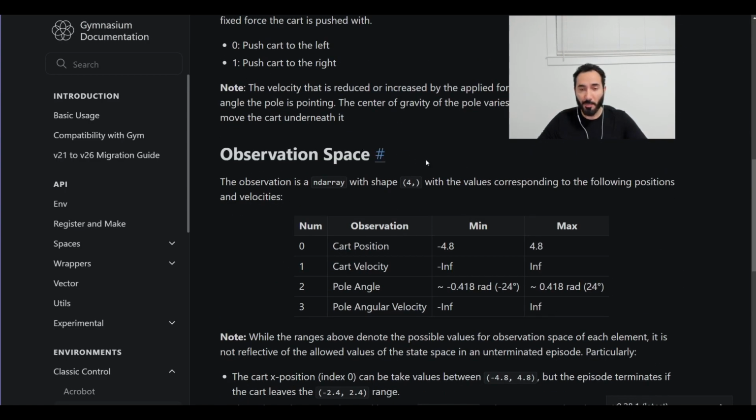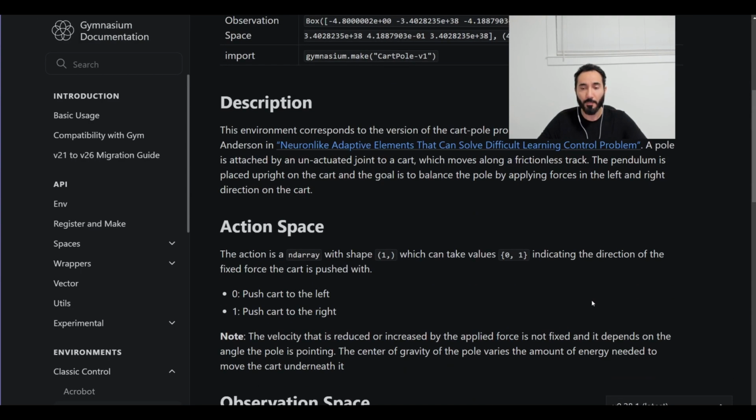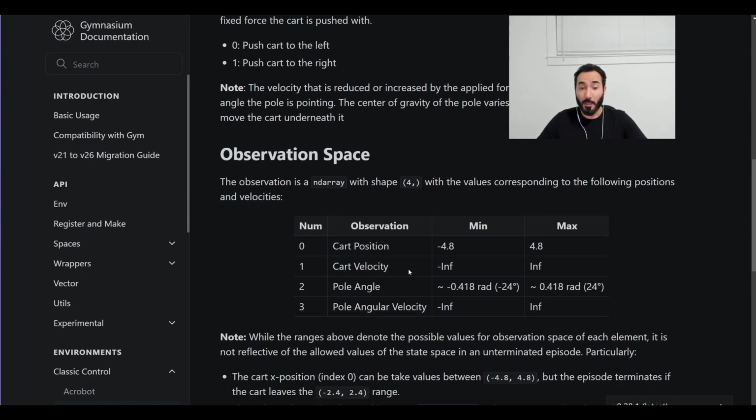The goal, remember, is to balance the pole. And the observation space or the state space is made out of 4 entries. The position of the cart, which can be from negative 4.8 to 4.8, basically this window that you can observe here. And the cart velocity, that can be any negative or positive number. The pole angle, that can be from negative 24 degrees to 24 degrees. It is measured from the vertical axis. And the pole angular velocity, that can take any number.